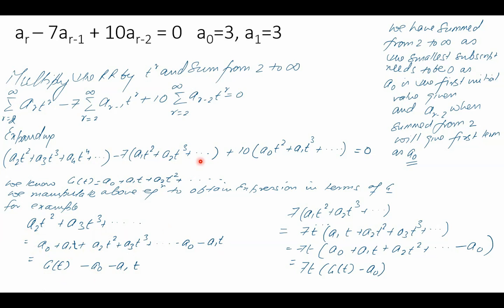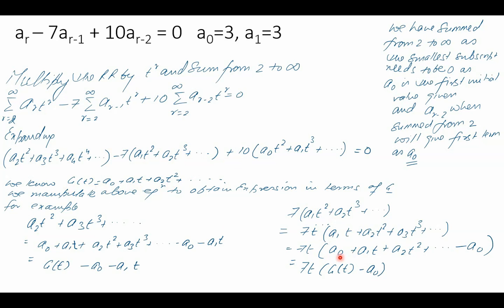Similarly, if I take this expression a_1 t square plus a_2 t cube and so on, and compare it over here, I see that a_1 is the coefficient of t square in the given expression, whereas in g(t) this is the coefficient of t. So if I take t common from here, I get a_1 t plus a_2 t square and so on, which is similar to the expression for g(t), except that it is missing the term a_0.